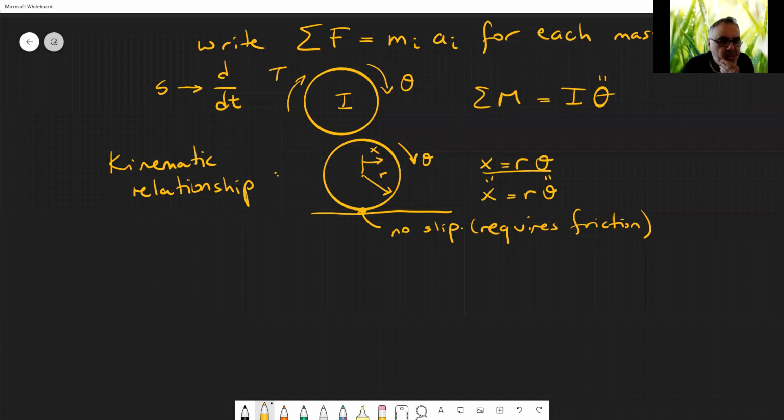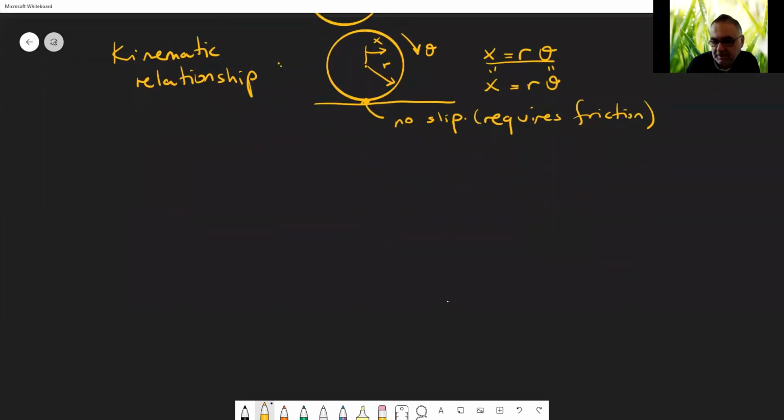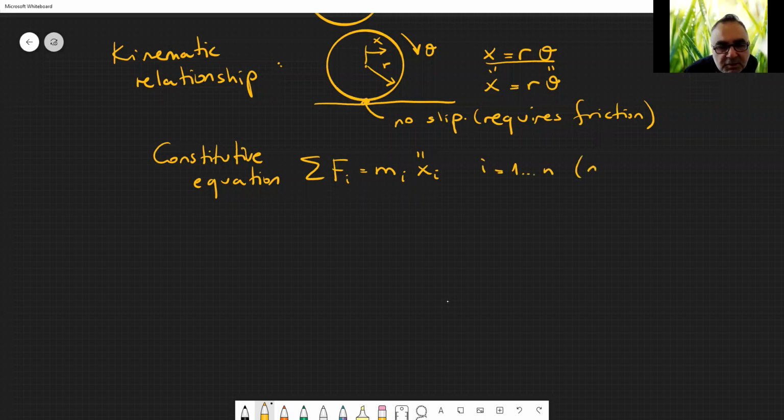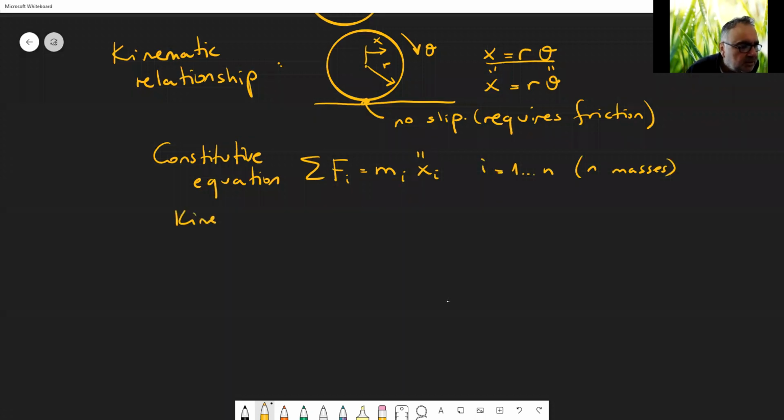Secondly, for our equations, we have the constitutive equation: summation of all forces Fi is equal to mass times xi double dot, where i equals 1 to n masses you have. And then there are the kinematic equations.